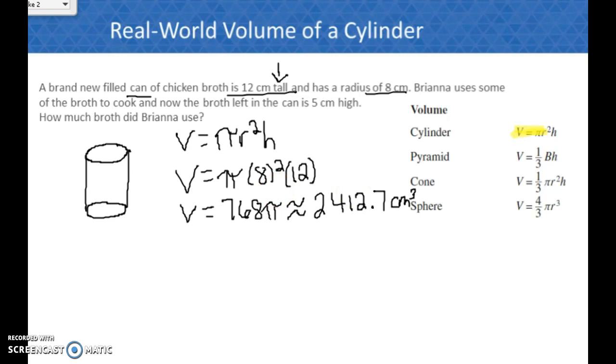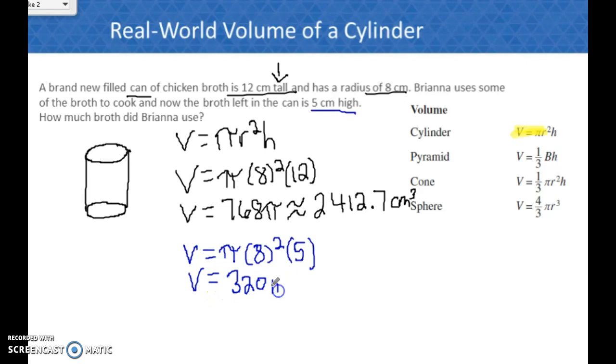Now we want to find the volume of what's left after she cooks. And it says after she cooks that the new height is 5 centimeters. Of course the radius is going to stay the same because a can doesn't shrink or expand or anything. So the radius would still be 8, but now the height would be 5. So we would multiply that out, and we get 320 pi, which is approximately 1,005.3, and again, volume should be your units cubed.